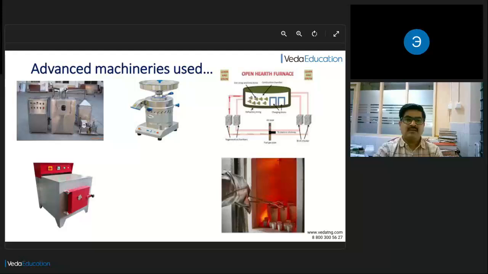Okay. So these are the different furnaces we are using in the pharmacies. So incorporation of this kind of modern equipment increases the safety as well as efficacy of the product.